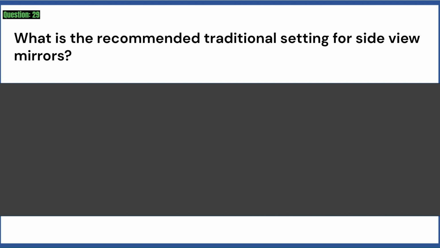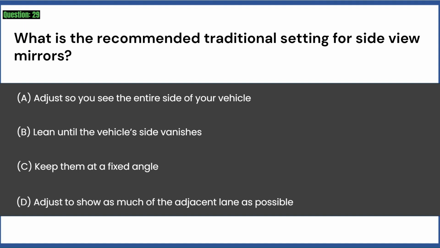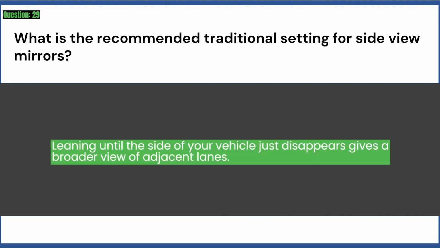What is the recommended traditional setting for side view mirrors? A. Adjust so you see the entire side of your vehicle. B. Lean until the vehicle's side vanishes. C. Keep them at a fixed angle. D. Adjust to show as much of the adjacent lane as possible. Answer: B. Leaning until the side of your vehicle just disappears gives a broader view of adjacent lanes.